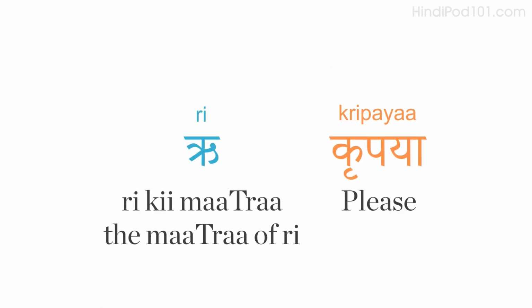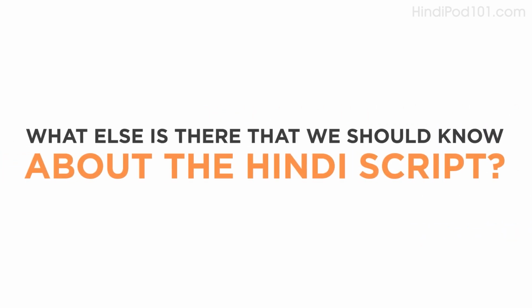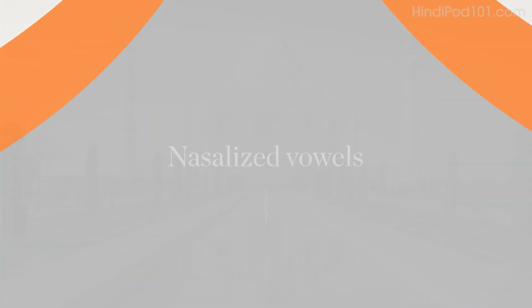The vowel Ri appears slightly differently. Let's take a word we learnt in the first lesson. Please, Kripya. This matra below the letter K is called the Ri ki matra or the matra of Ri. What else is there that we should know about the Hindi script?